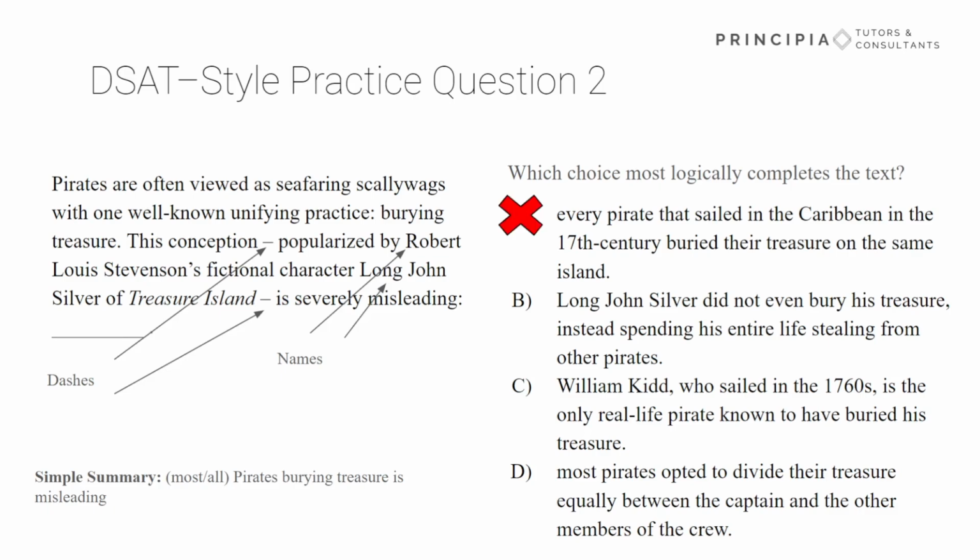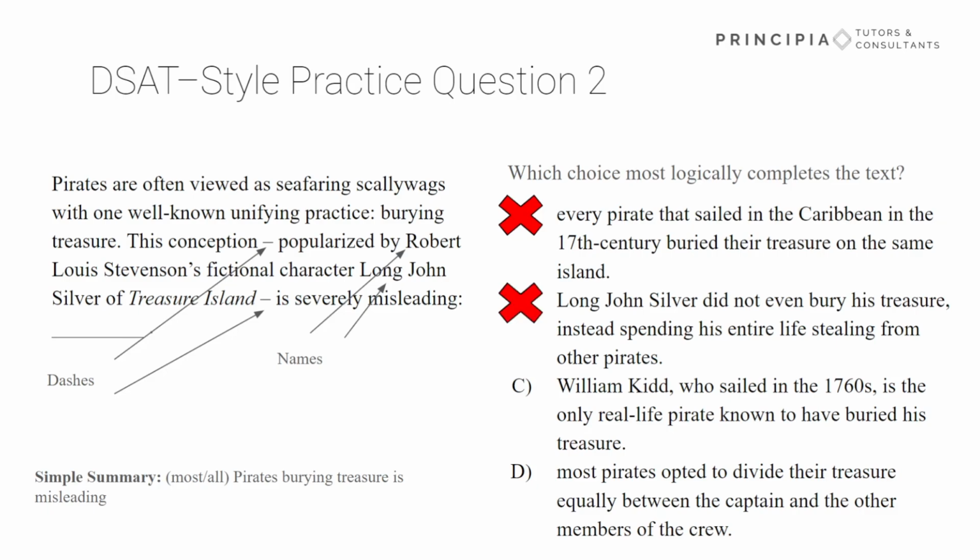Looking at B, Long John Silver not even burying his treasure. Okay, we have a pirate who doesn't bury his treasure, but it mentions that in the actual passage, Long John Silver emphasized the concept of burying treasure. And so that would refute the passage again. That's one strike against it. Another, if you note that Long John Silver is fictional, it's not going to be a very helpful example to support or refute an argument about real piracy.